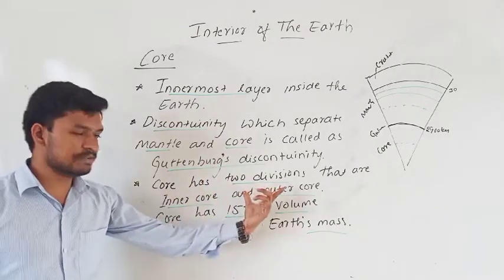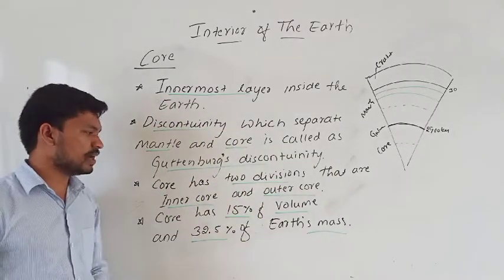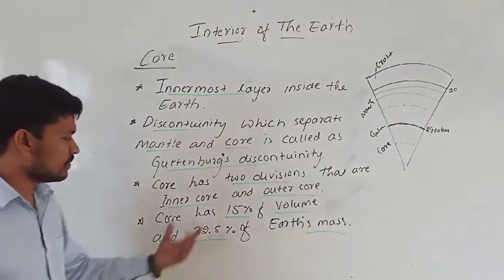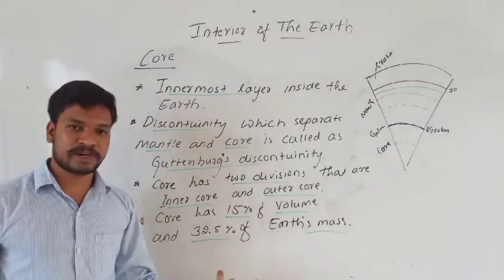Then the core has two divisions further, like the mantle and crust we have. One is the inner core and the other is the outer core. It has a volume of 15% and a mass of 32.5%.